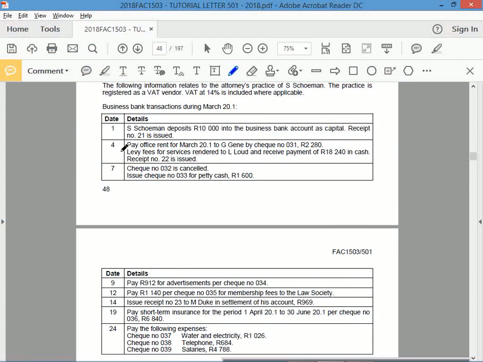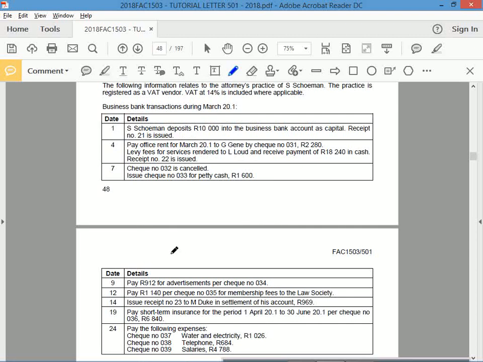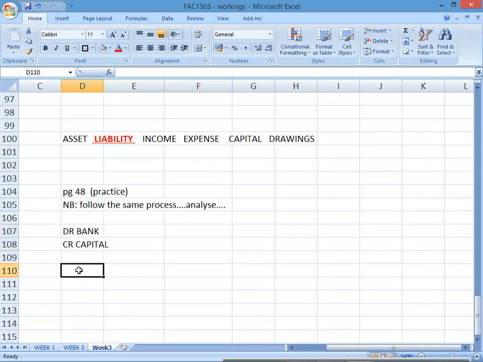Okay. Next, number 4. Let's do 3 together, and then the last 5 you can try, and then we can just discuss the last bit. Okay. Number 4, pay office rent for March. If I'm paying office rent and it's by check, easy, hey? Debit the rent expense, credit the bank.